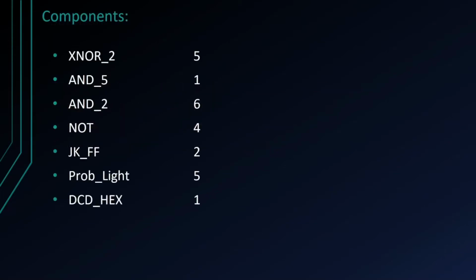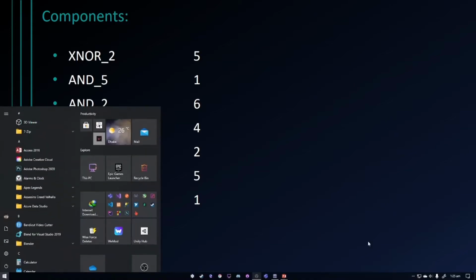These are the components we need to simulate that project. To check the input we need 5 XNOR gates. We need a 5 input AND gate. We need 6 and 2 input AND gates, 4 NOT gates, 2 JK flip-flops, 5 probe lights and a DCD hex. Let's jump to the simulation.